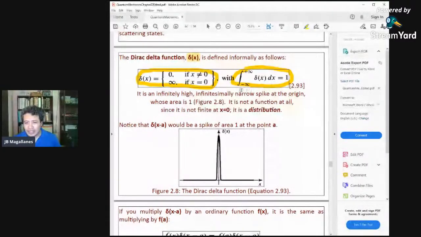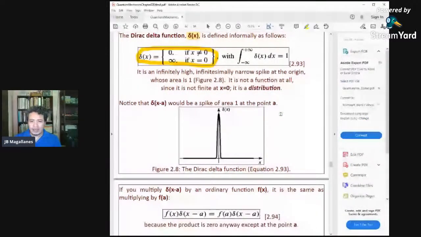By the way, you can also integrate this from a certain lower limit to another upper limit, provided that the argument x is within the limit in which the delta x is infinite. But if the limit doesn't include the argument at which the delta is infinite, then the integral would just be 0. So it's important that the limit includes the value of the argument that makes the delta function infinite, for it to have an integral of 1.